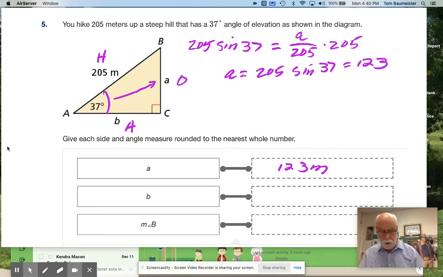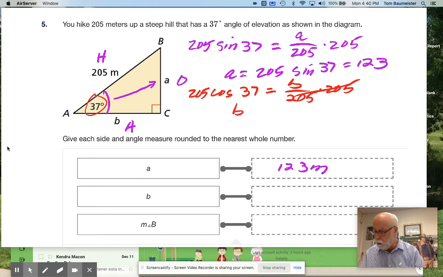Do the same thing for the B. So when we go to B here, again, we have this 37 degrees here. We're going to have the B, the adjacent side, over the hypotenuse. Which one uses the adjacent and the hypotenuse? You would say cosine. So cosine of 37 is equal to B over 205. Same thing, and when we plug that into our calculator, we'll get that B is equal to 164 meters.